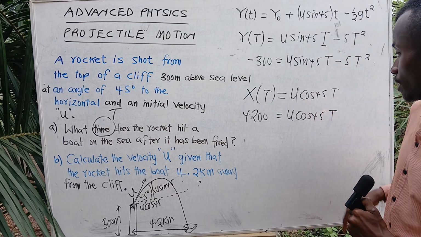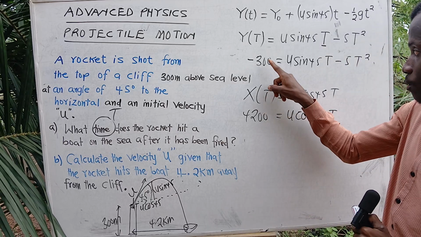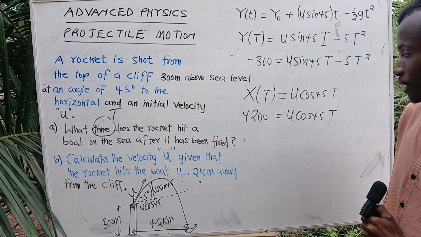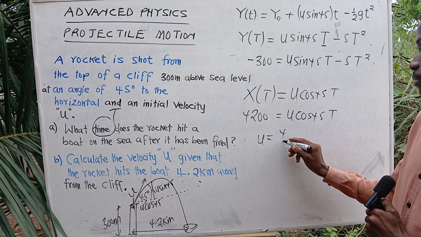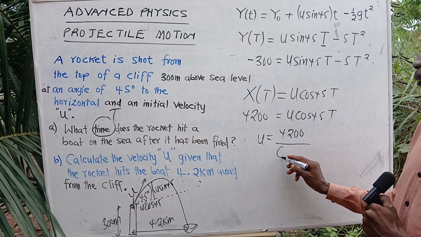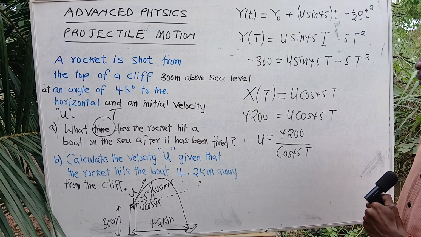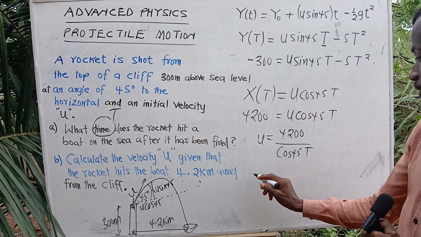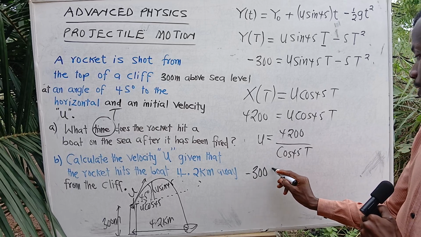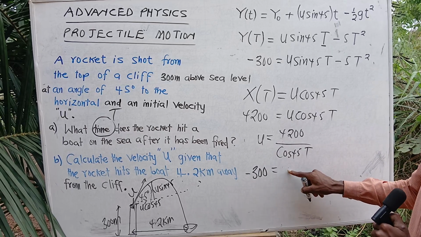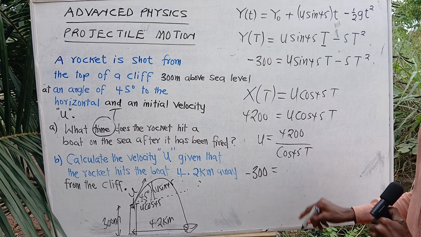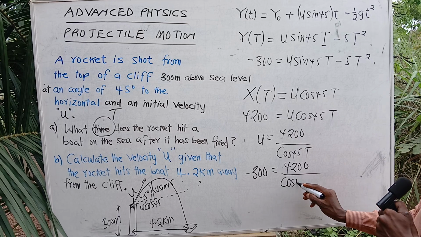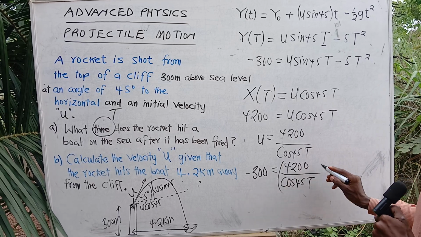We are looking out for capital T. So to be able to do that, we have 2 equations, 1 and then 2. Let's make u the subject and slot it into the first equation. We have u to be equal to 4,200 divided by cos 45 times the time of flight. And having done that, let's put this equation into this. We have negative 300 is equal to u. We know u now. U is 4,200 over cos 45 T. So 4200 divided by cosine of 45 capital T. That is u.